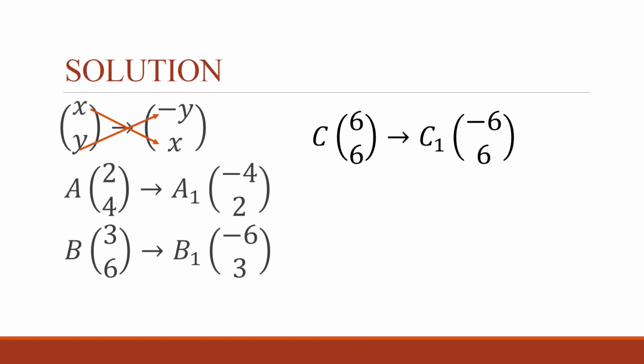Then the last point, which is C (6, 6). In the same way, the x-coordinate of the object point will move down. Then the y-coordinate of the object point moves up. Then we negate the y. So that is why we have (negative 6, 6).